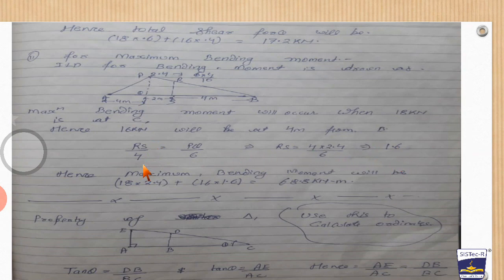Here maximum moment will be equal to load, that is 18 into ordinate 2.4, and under the 16 kilonewton load the ordinate will be RS. So 18 into 2.4 plus 16 into 1.6 equals 68.8 kilonewton meter. This we have solved.